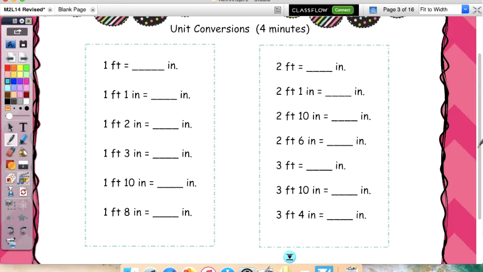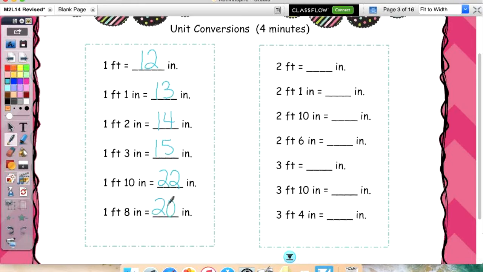Okay, so 1 foot is 12 inches. What would 1 foot 1 inch be? 13. 1 foot 2 inches? 14. 1 foot 3 inches? 15. 1 foot 10 inches. 22. So you're going to add 10 to whatever this first number is. Does that make sense? 1 foot 8 inches. 20. Oh my goodness, you're so fast.